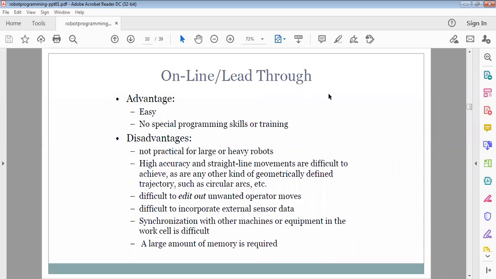So it is not suited for large and heavy robots. This kind of lead-through programming is not suited for heavy and large robots. Next, the accuracy level is poor, and straight line motions are also difficult to achieve in this kind of program.